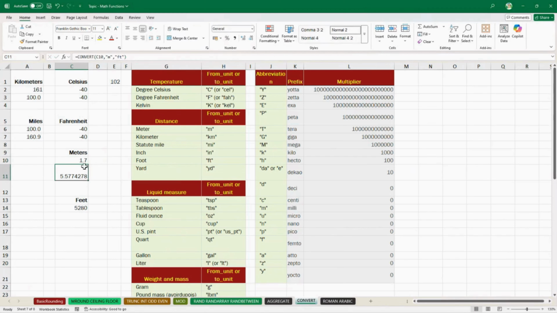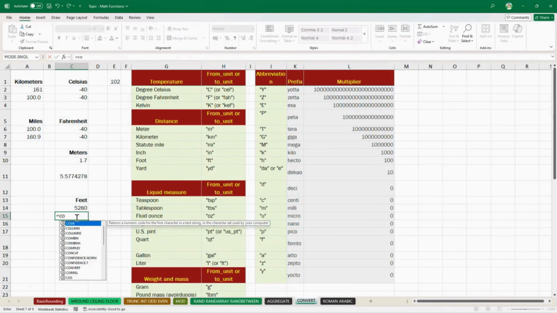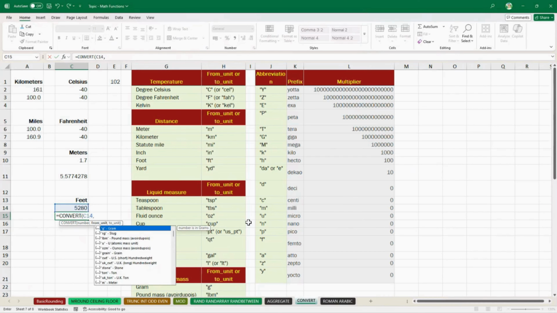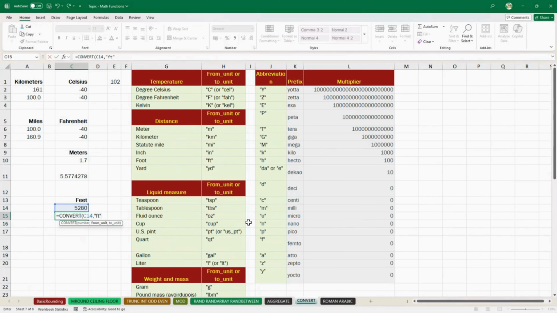So you can see you have feet. You want to convert it into meters, you can do it. Convert this number, comma, feet, which is FT, to meter. And here we have comma, and here we have meter. I can click on that, close it, we get an answer here. And we can see that happening. And over here, we see it converting those meters into feet.